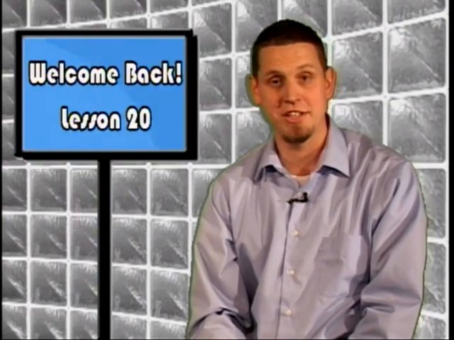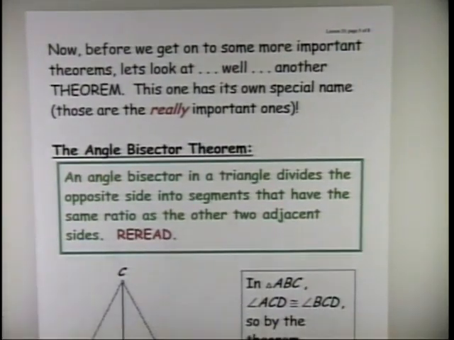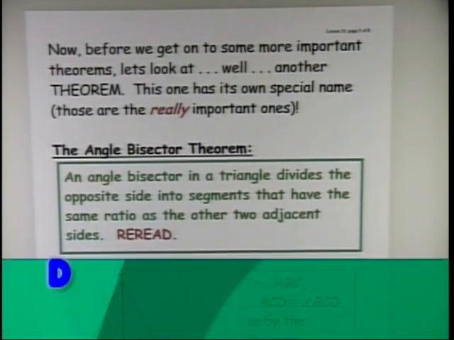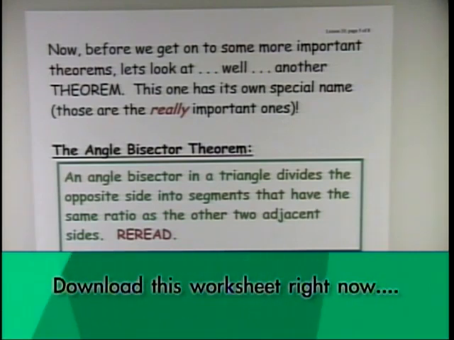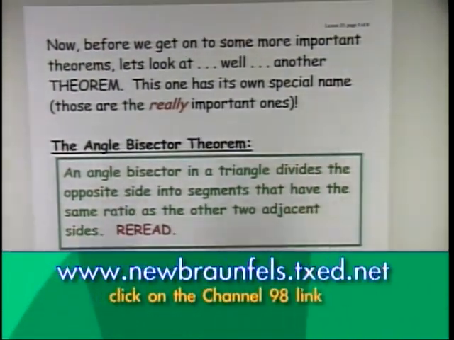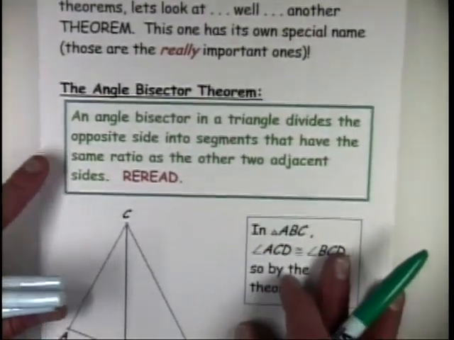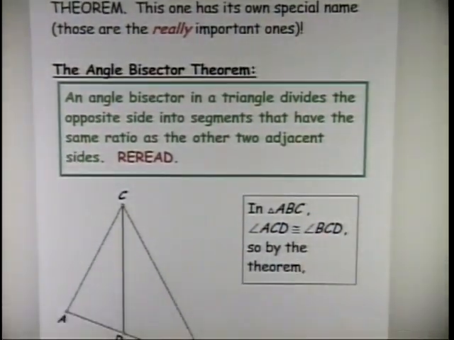All right, welcome back to that geometry show. Let's get right back to the math. Okay, now before we move on to some really important theorems, it's time to look at another theorem. Remember, the theorems that have their own special name are really, really important theorems, as opposed to just really important theorems. They have 2 reallys in front of them. This one does have its own name. It's called the angle bisector theorem.